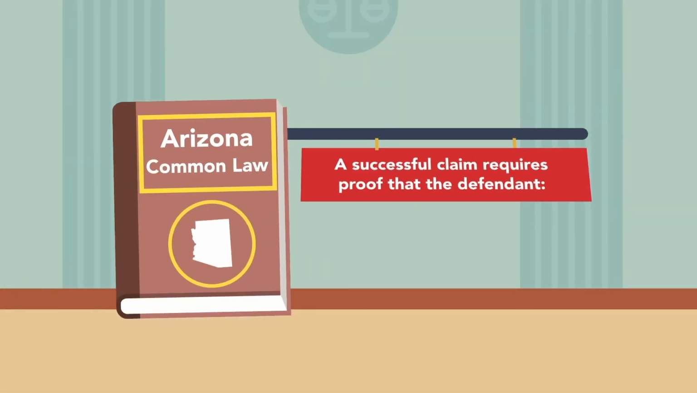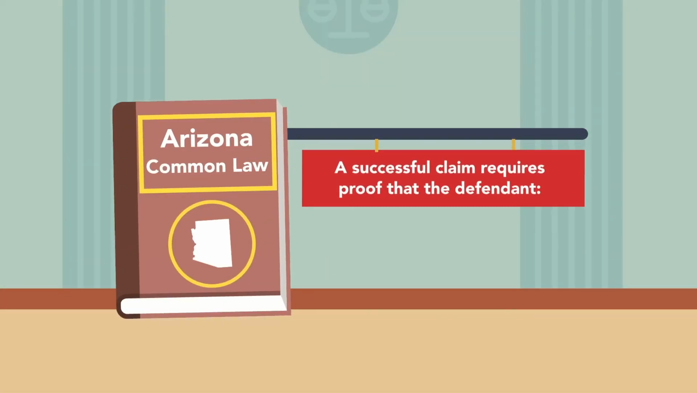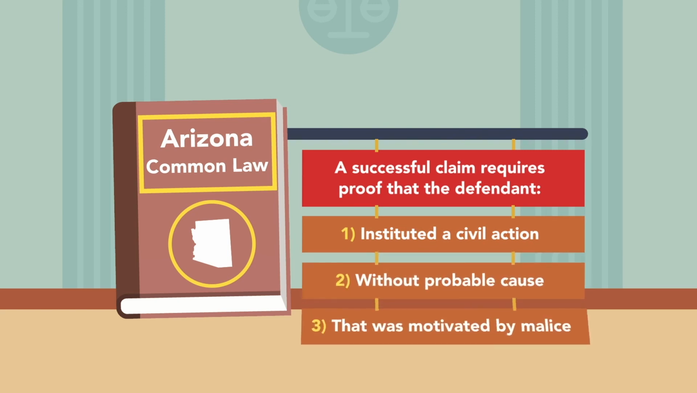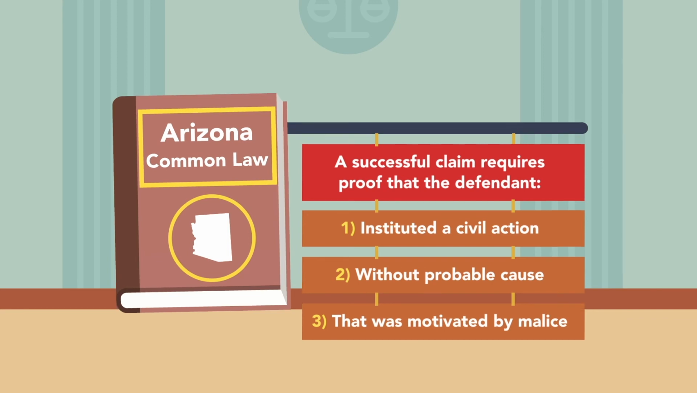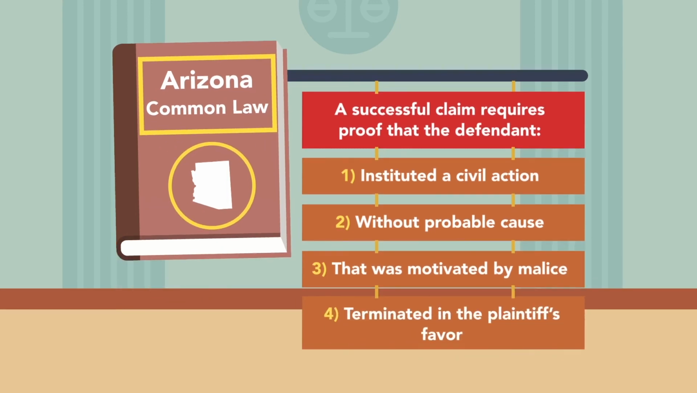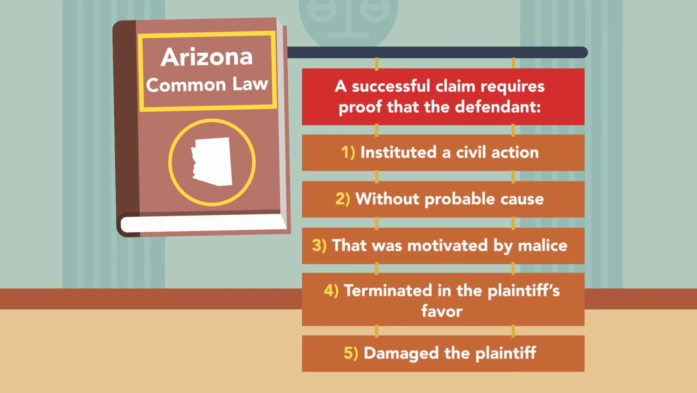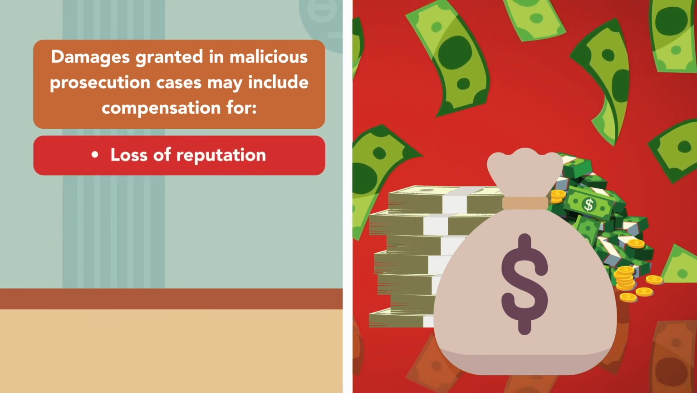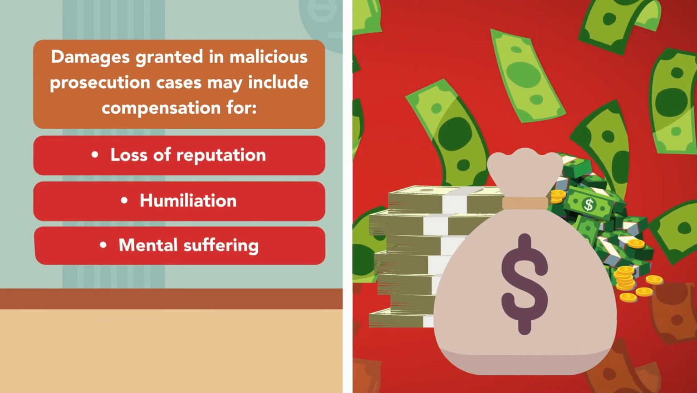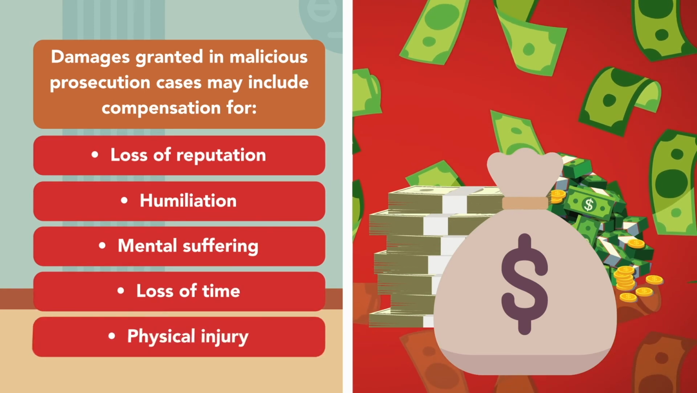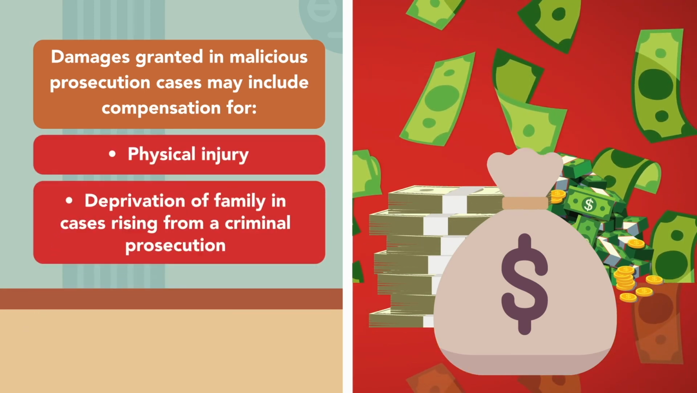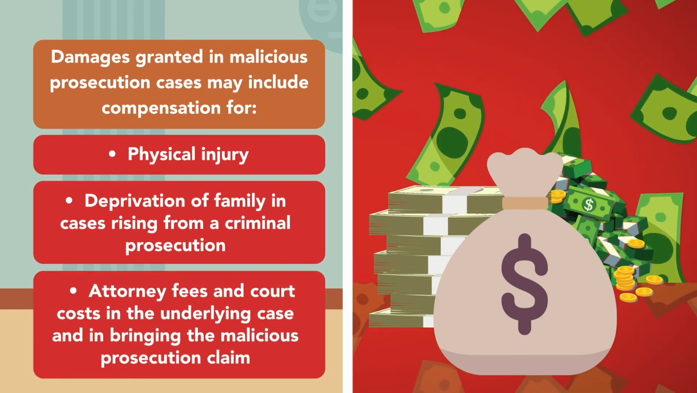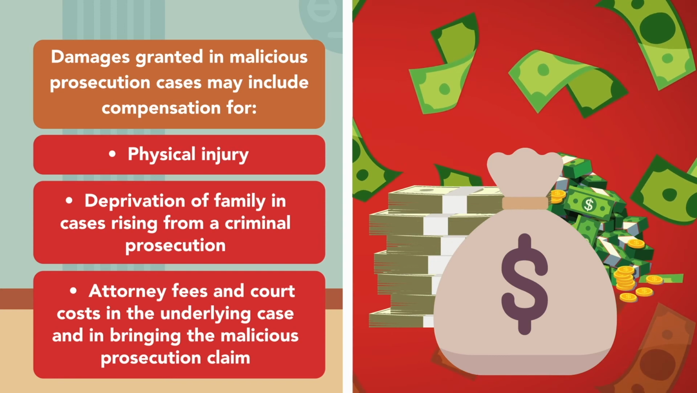Under Arizona common law, a successful claim requires proof that the defendant: 1. Instituted a civil action, 2. Without probable cause, 3. That was motivated by malice, 4. Terminated in the plaintiff's favor, and 5. Damaged the plaintiff. Damages granted in malicious prosecution cases may include compensation for loss of reputation, humiliation, mental suffering, loss of time, physical injury, deprivation of family in cases arising from a criminal prosecution, and attorney fees and court costs in the underlying case and in bringing the malicious prosecution claim.